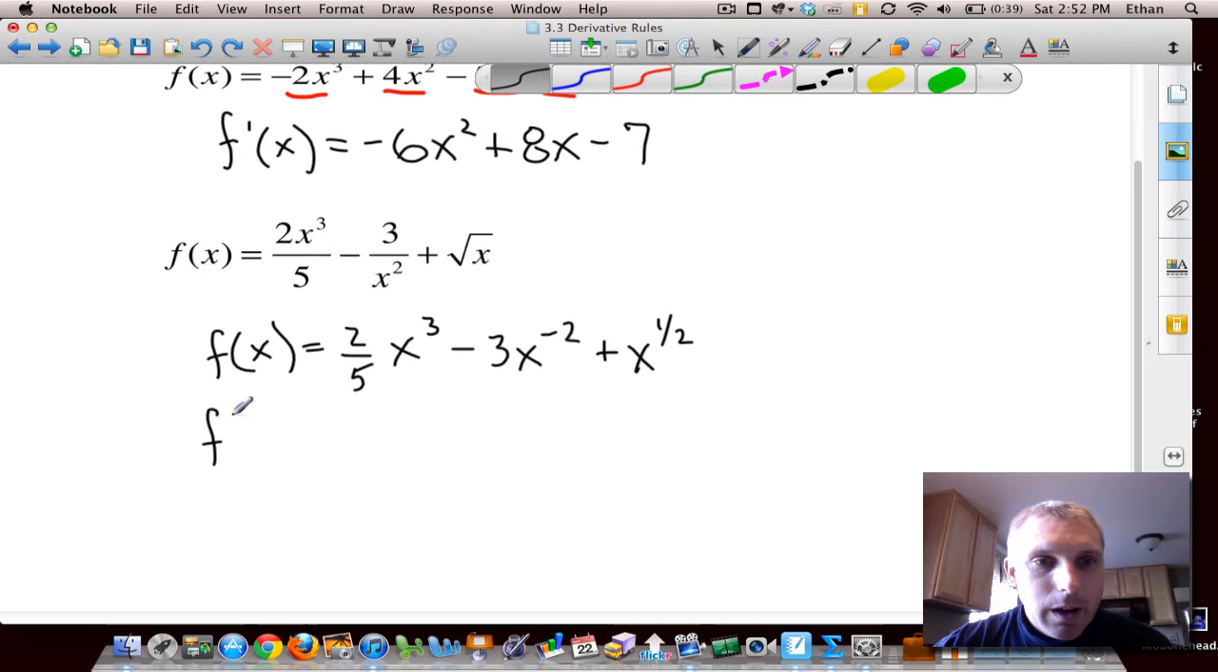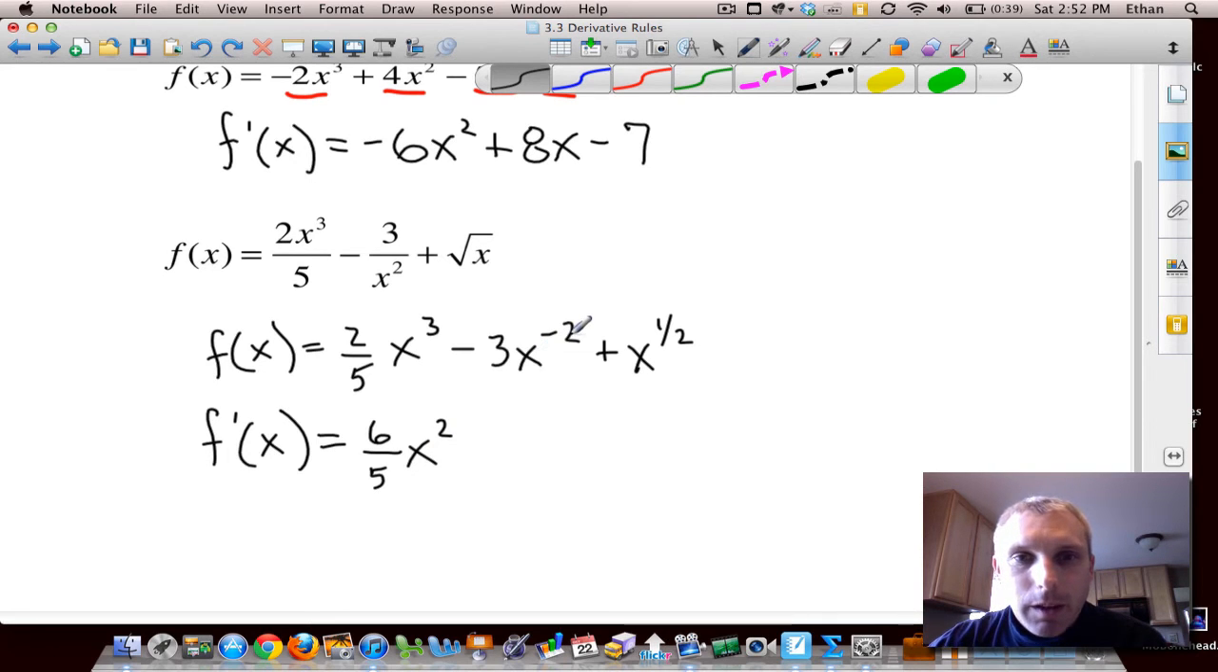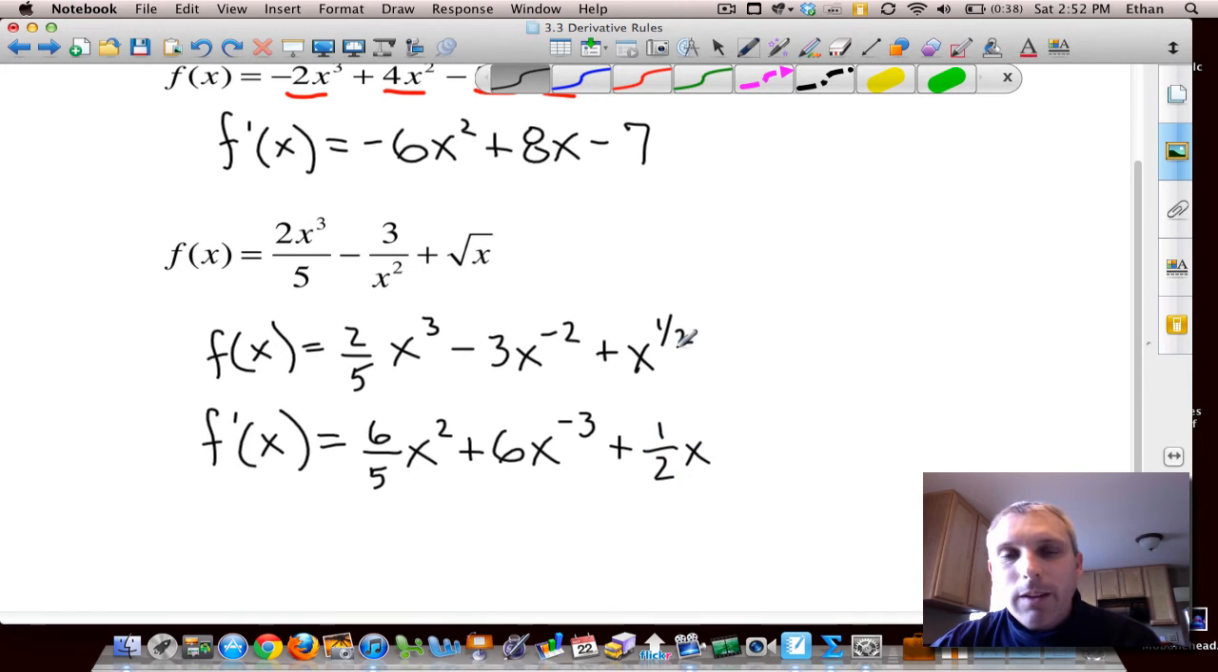I'm going to run through a bunch of power rules. And if I go power rules on this thing, the 3 comes down. 3 times 2/5 is 6/5 x squared. Same thing here. Negative 2 comes down, plus 6x to the negative 3rd. And we do the same deal here, but we work with fractions now. The 1/2 comes down front, and the 1/2, we subtract 1 from that to give me a negative 1/2.